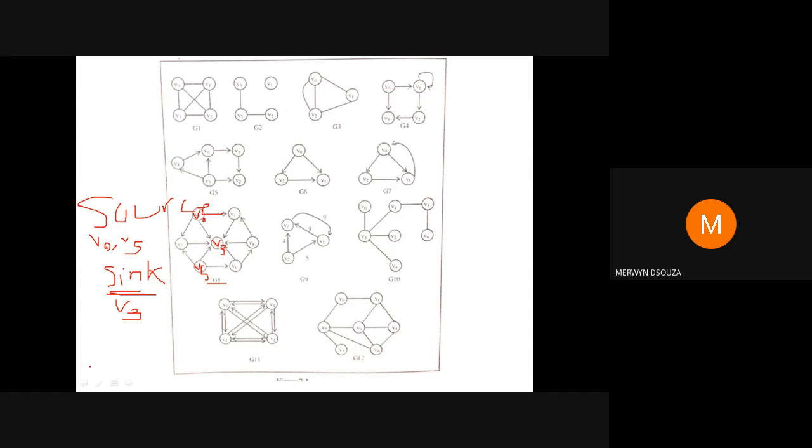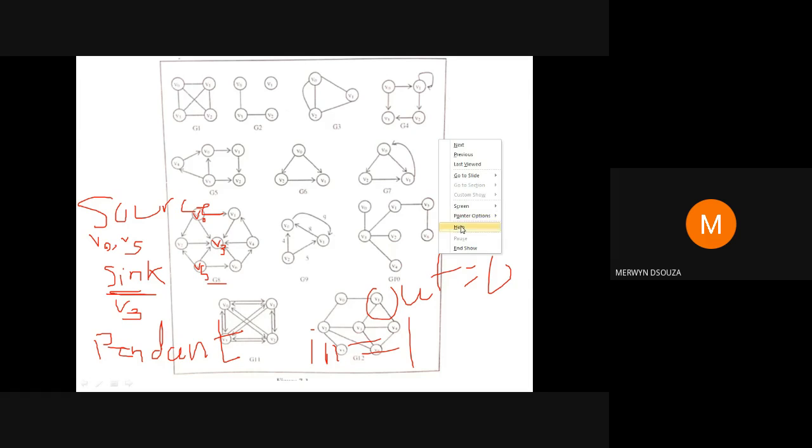Then next, pendant vertex. A vertex is said to be a pendant if its in degree is equal to 1 and out degree is equal to 0. So if you find any vertex where the in degree is equal to 1 and out degree is equal to 0, then it's a pendant vertex.